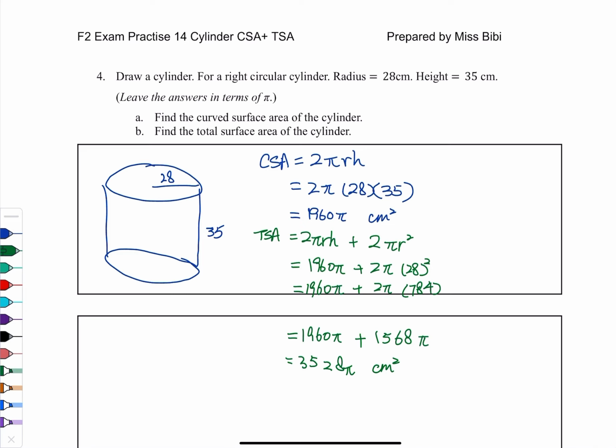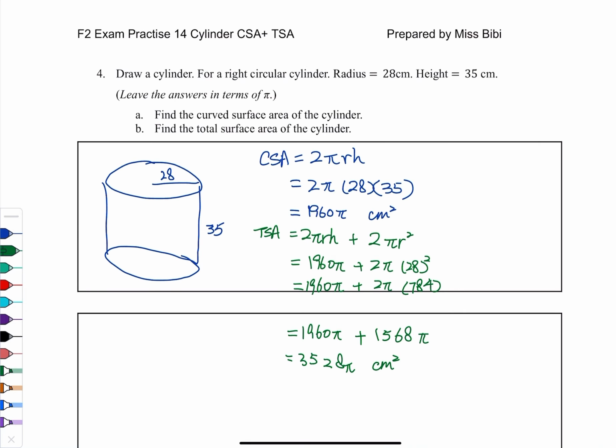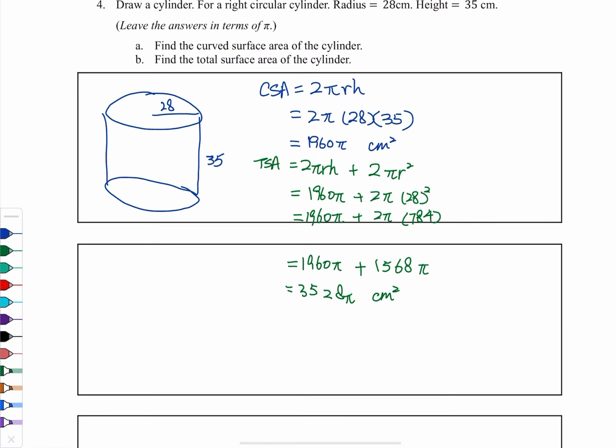3528 pi. Easy? Good? So basically, draw the cylinder, label the radius, label the height, and then find the CSA by 2 pi r h, and then input everything. R was 28, so you replace that. H is 35, so you replace that. And then calculate it. No need to click pi in calculator because the question needs to have the pi. And the TSA will be 2 pi r h, the curved, plus the 2 circles, one top, one bottom. So 2 circles, each circle is pi r square. Then input all the information in the calculator.